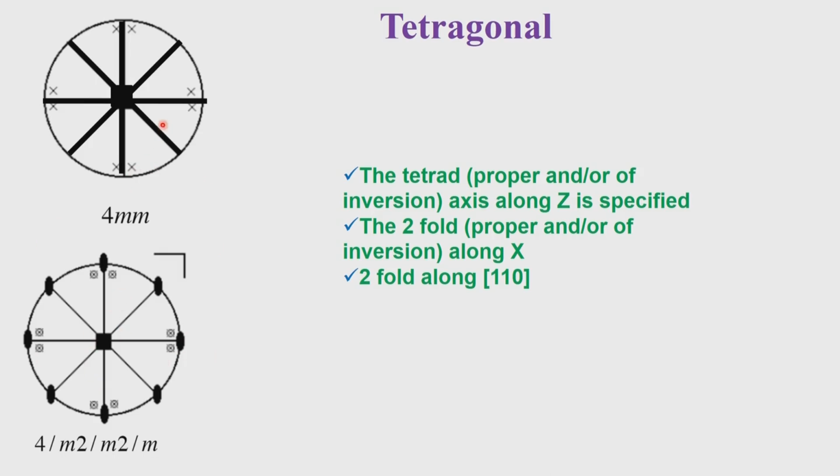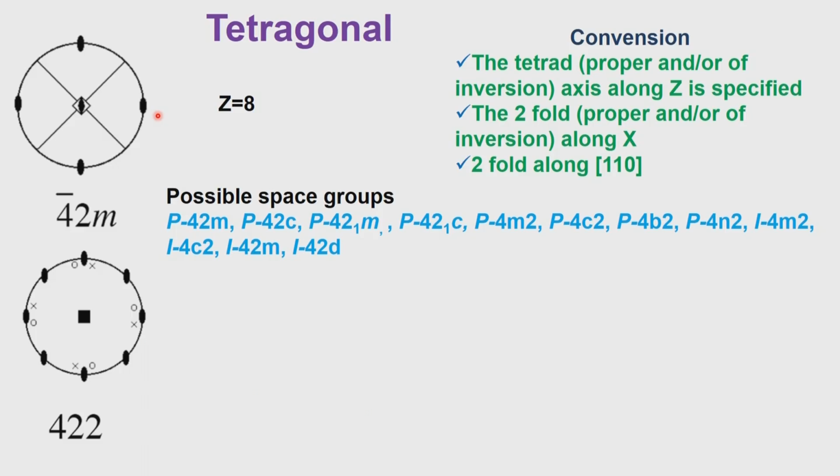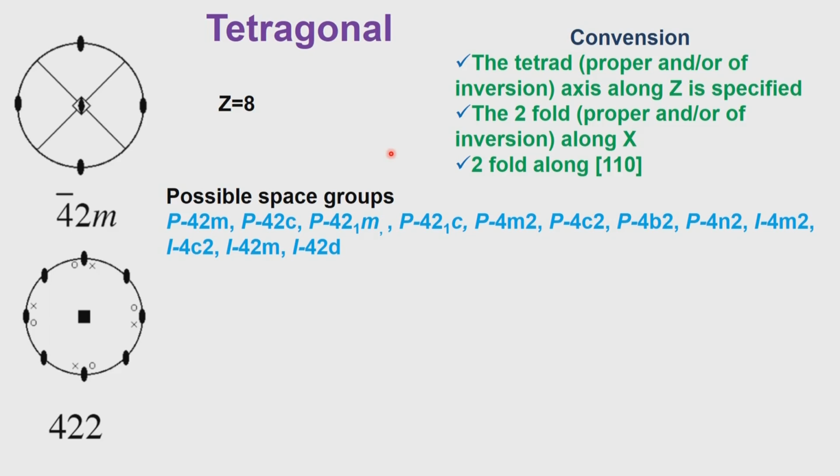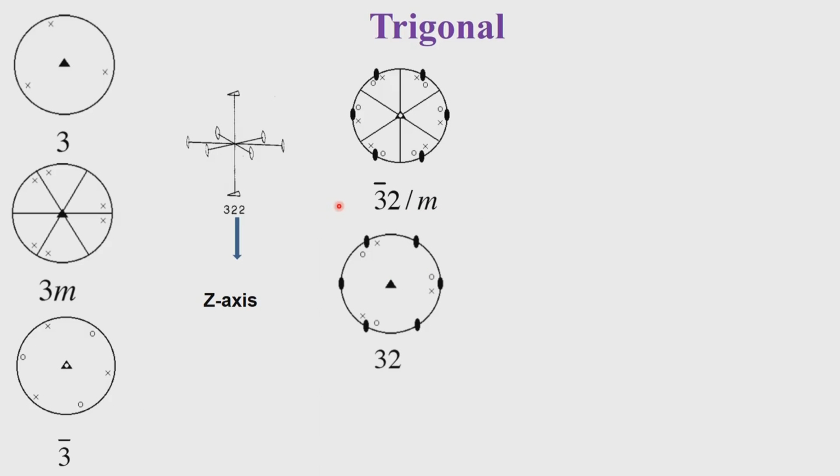All these point group combinations can now be combined with the possible Bravais lattices, which are 2: primitive and I-centered. So we get a plethora of possible space groups which we can generate in a tetragonal system. Now we go to the trigonal system. We will discuss a little bit on the trigonal system at this point.